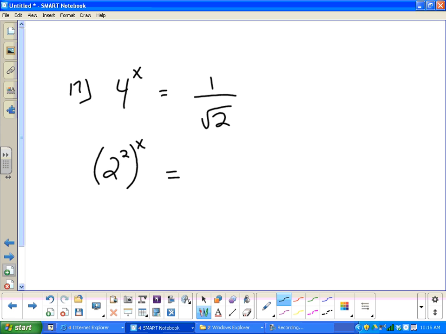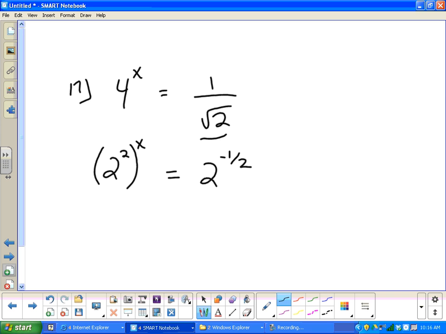Alright, how can you write 1 over square root of 2 with a base of 2? Negative 1/2. Very good. Did y'all really figure that out? 2 to the negative 1/2. Now, I would think that would be kind of difficult to figure out. Let's think about it. The square root of 2, we could think of that as 2 to the 1/2, right? Now, where did the negative come from? Well, it was a fraction. It was in the denominator.